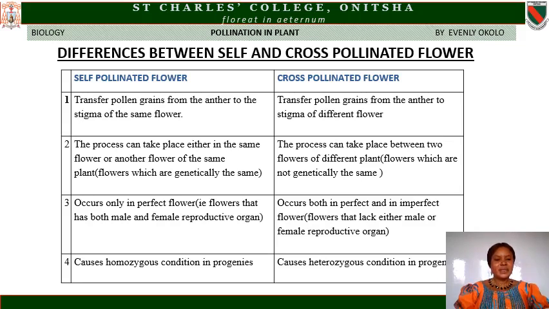Number 3, self-pollinated flower occurs only in perfect flower, that is, flower that has both male and female reproductive organs. But cross-pollinated flower occurs both in perfect and imperfect flowers. Imperfect flowers are flowers that lack either male or female reproductive organ. Then number 4, in self-pollinated flower, it causes homozygous condition in progenies, while in cross-pollinated flower, it causes heterozygous condition in progeny.